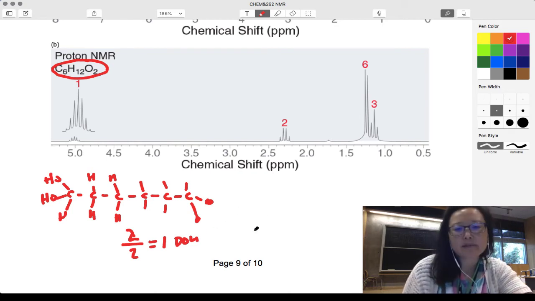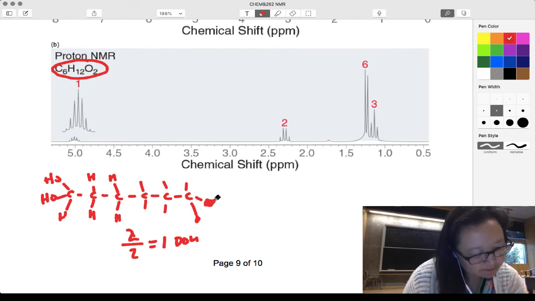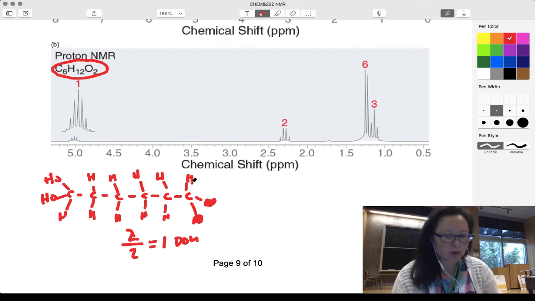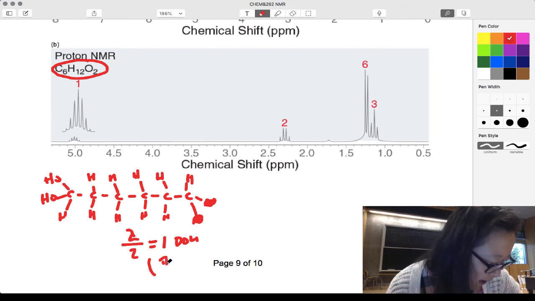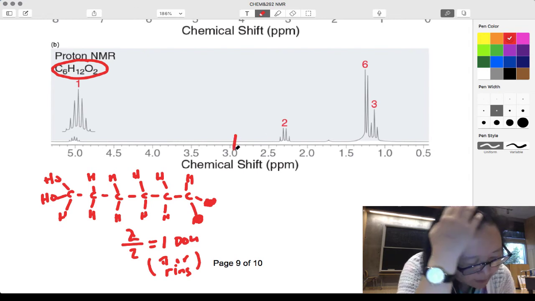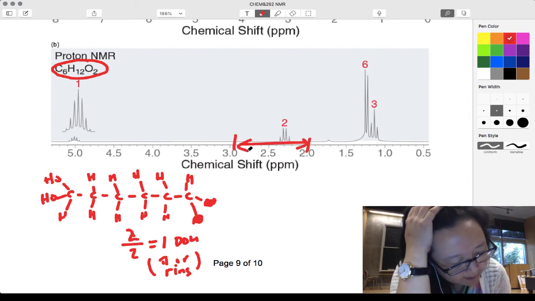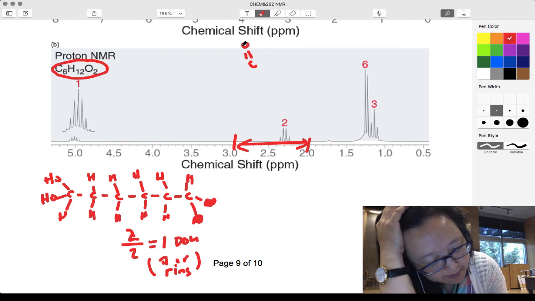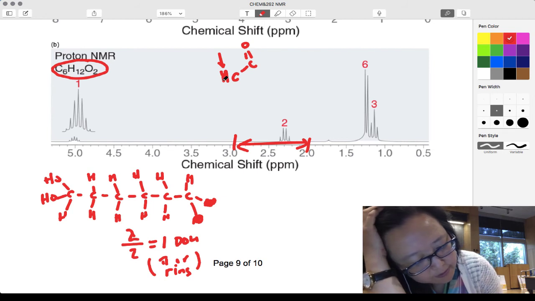That tells me that there's a pi bond in here somewhere. The other possibility is there's 1 ring. So I either have a pi bond or a ring. Now the fact that I see a signal between 2 and 3, if you recall, that could be from a carbonyl alpha hydrogen. Okay, so I'm going to keep that in mind. And I know there's 2 such alpha hydrogens.